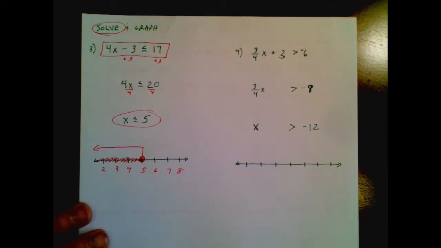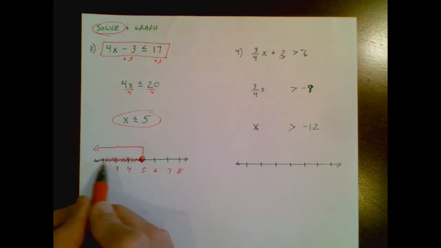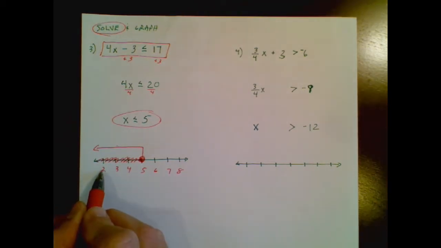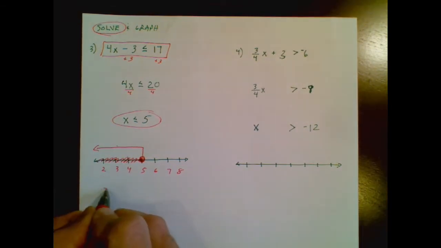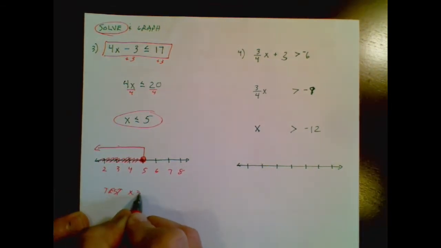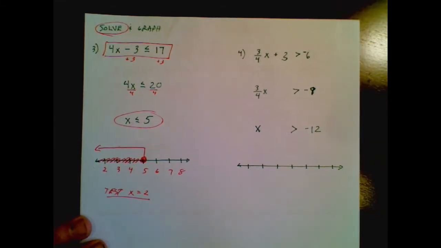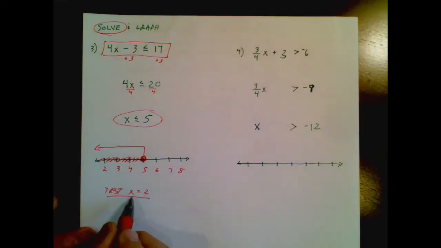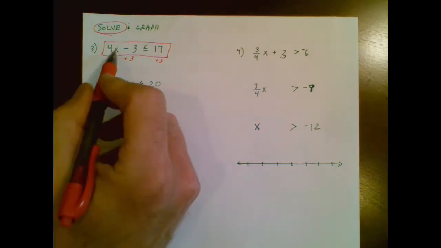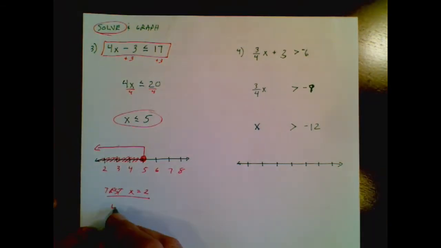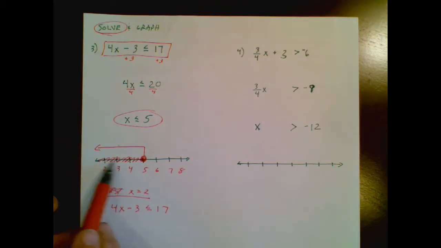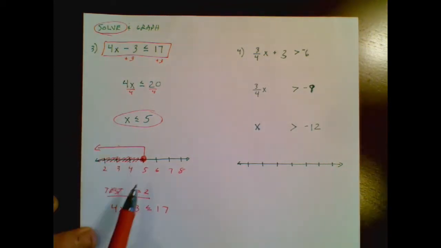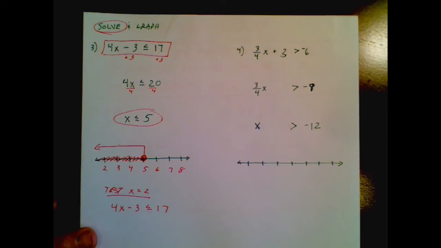Now here's a great way to check yourself. Pick a number from the shaded region. I'll pick 2, but I could pick anything like 1, 0, -1, -2. So I'm going to test x equals 2. This isn't necessarily part of the problem solving, but it can let you know if you're correct or not. So I'm going to take that x equals 2 and plug it back into the inequality. And if my solution is correct, x equals 2 is going to make this true.